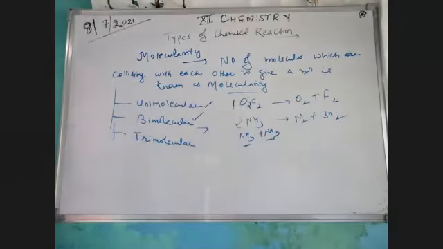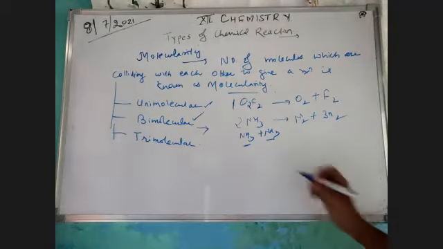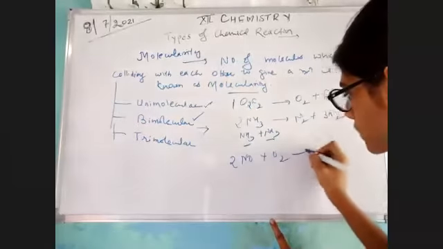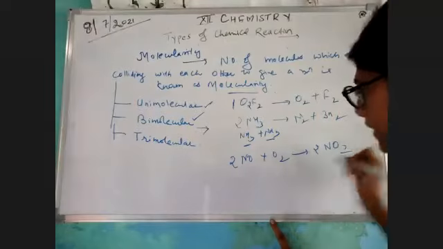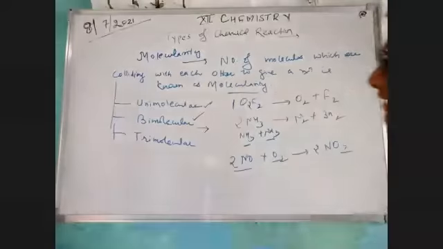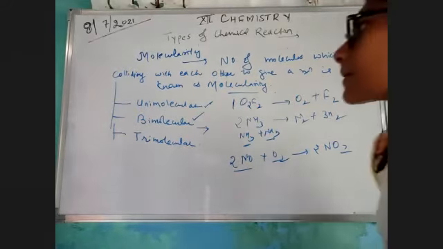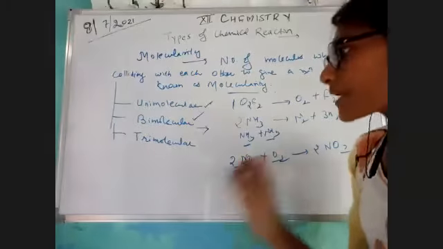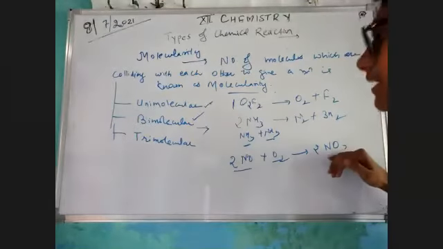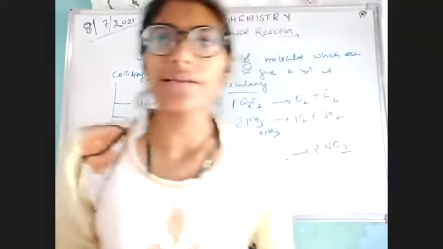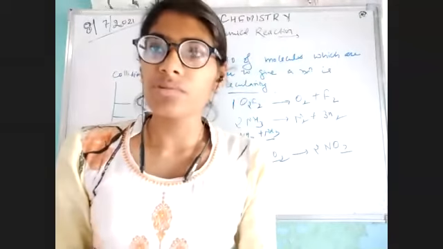And last but not the least, let's take a simple example of trimolecular. That is 2 moles of NO plus O2. This would give you 2 NO2. That means 2 and 1, total 3 molecules are colliding with each other so that they would break their bonds and finally make a new product, which is known to be trimolecular. Am I clear, bache? This was all about the molecularity.